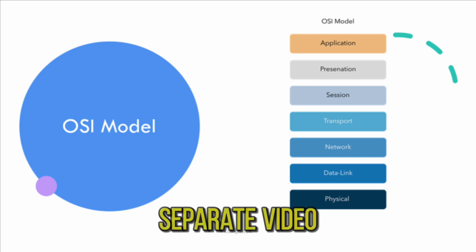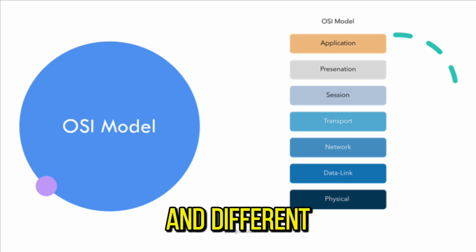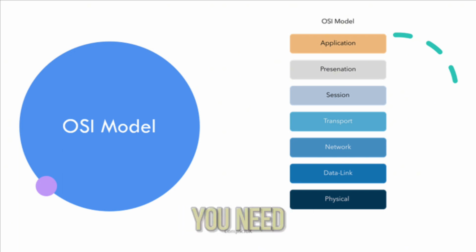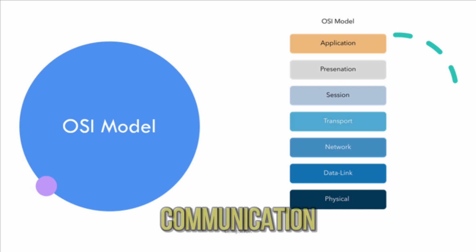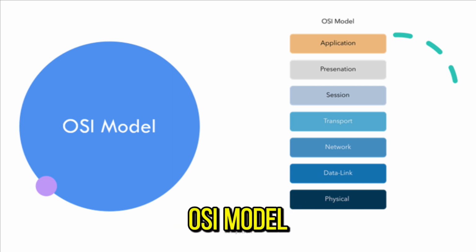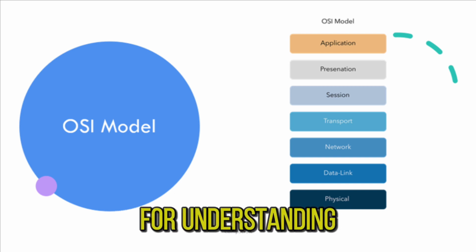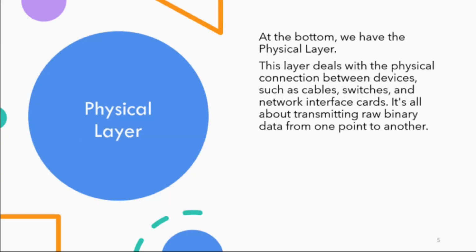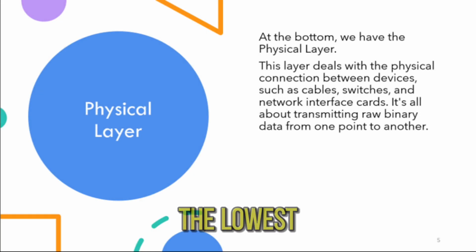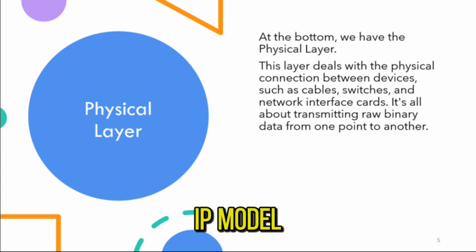I will make a separate video since they are similar and different at the same time. But for now, all you need to know is that the TCP model can and does provide us with a better understanding of network communication, whereas the OSI model is more theoretical and provides us with a conceptual framework for understanding the network communication.